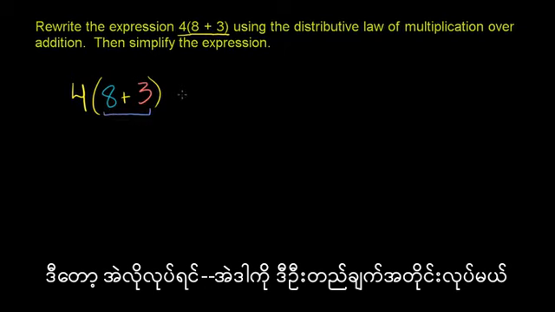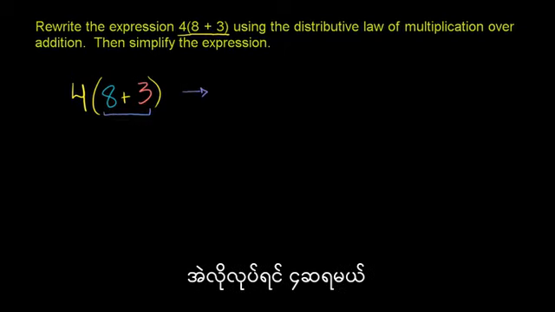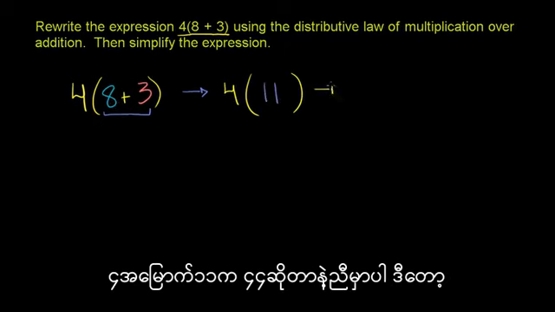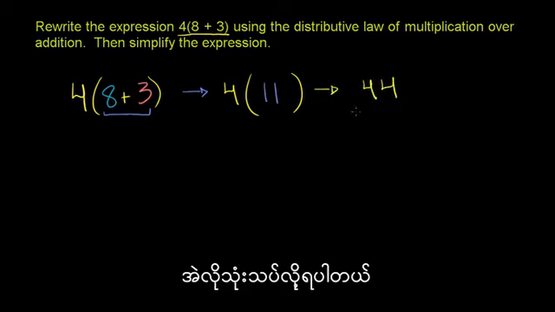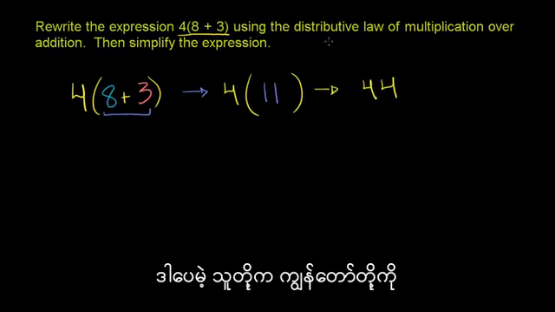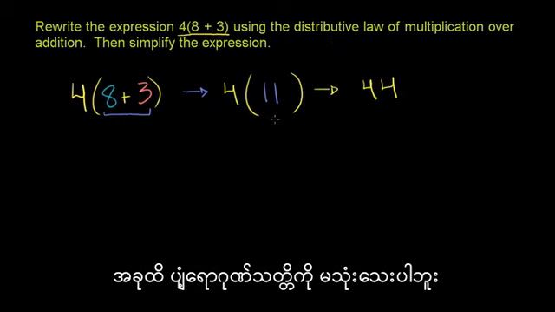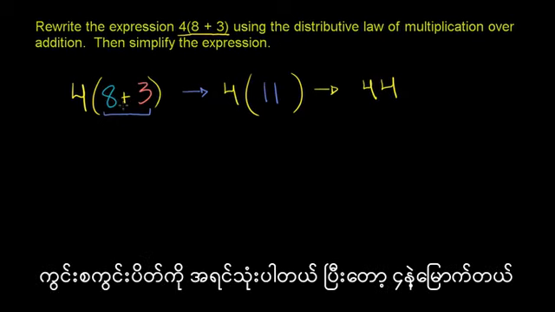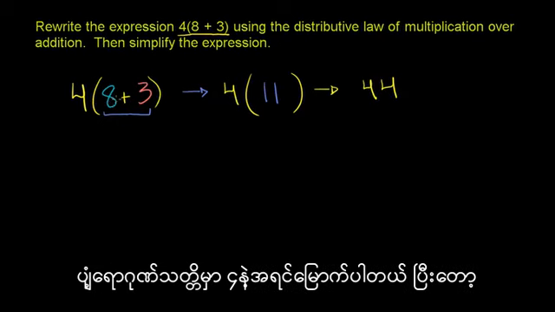So if we do that, we get 4 times, and in parentheses, we have an 11. 8 plus 3 is 11. And then this is going to be equal to, well, 4 times 11 is just 44. So you can evaluate it that way. But they want us to use the distributive law of multiplication. We did not use the distributive law just now. We just evaluated the expression. We used the parentheses first, then multiplied by 4. In the distributive law, we multiply by 4 first.